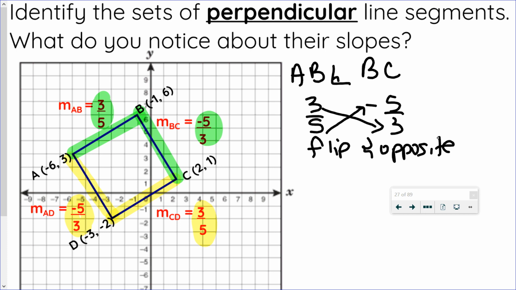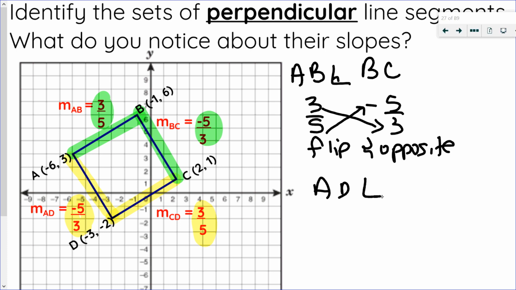Let's see if that works for the next one. So we said that AD was perpendicular to DC. So AD had a slope of negative 5 over 3. DC had a slope of 3 over 5. So again, they are flipped, yes, and opposite signs. One is negative, this one's positive. So it looks like that works.